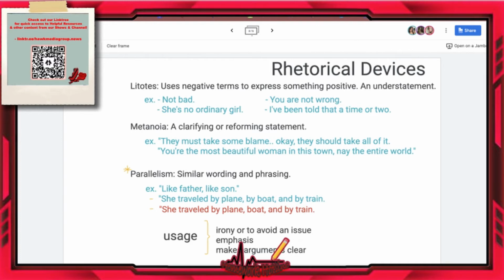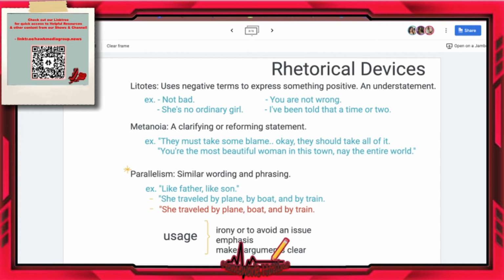They're understatements. So for example, not bad. You're actually trying to say that that person is doing good. Or you are not wrong. You're actually trying to say that they are right. Or by saying that someone is no ordinary person, you're actually trying to say that they're special. Litotes can be used as understatements when you say something like, I've been told that a time or two. You probably mean that you've been told that pretty frequently. So they kind of reject the main idea to push forth their own opinion.